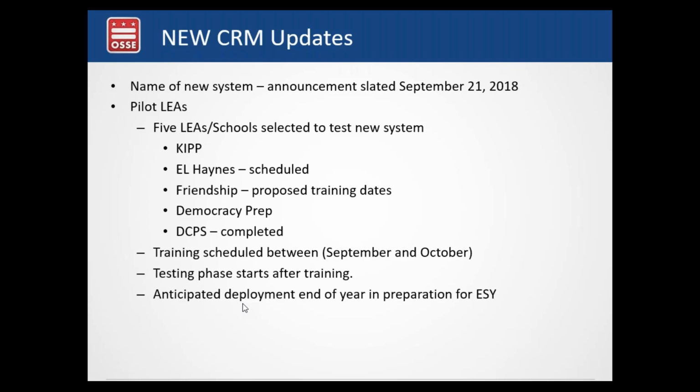We have reached out to 5 LEAs to do a pilot test with them. Those schools are KIPP, E.L. Haynes, Friendship, Democracy Prep, and we're already set with DCPS, just to let them get a feel for the new system and things of that nature. The reason why we selected these schools is that many of them have multiple campuses, so they could get used to working through the new system. The training schedule we already set up with most of the schools. We'll be reaching out to them to set up more dates in October. And our anticipated deployment of the new system is for ESY next year.